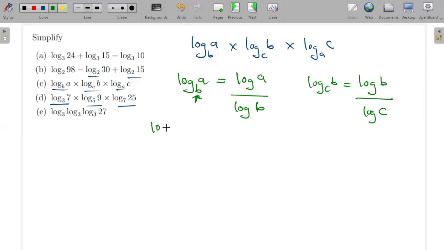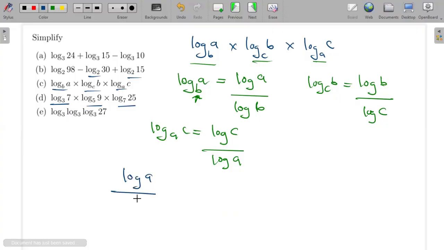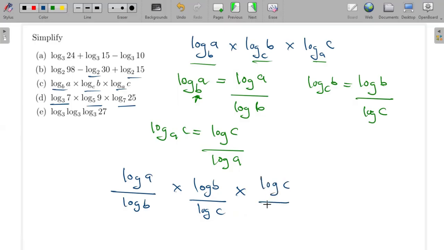And then the next one is log base A of C. This is going to be log base 10 of C, and then log base 10 of A. So now the next thing is I can replace these in the expression that I have. So in that expression, I'm going to have log A over log B there, and then multiplied by log B over log C. I know it's base 10, so I'm not saying it. And then there you have log C divided by log A. Okay, so I've written them like this.